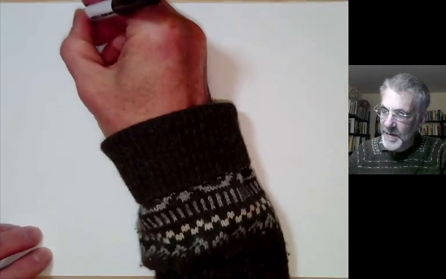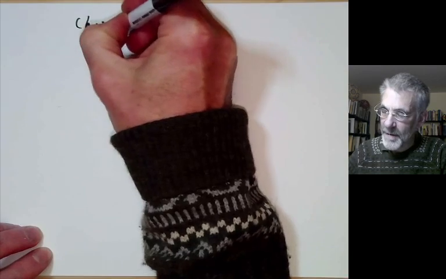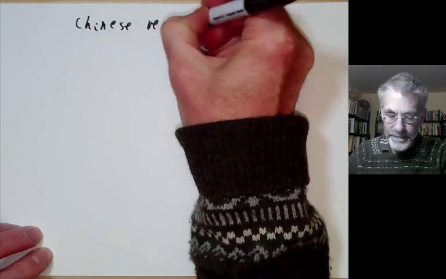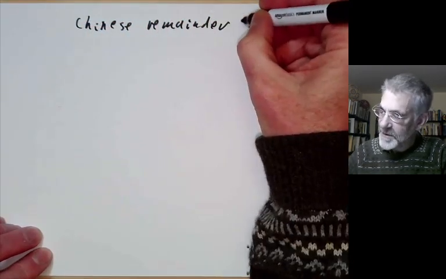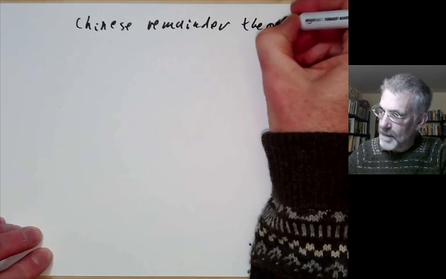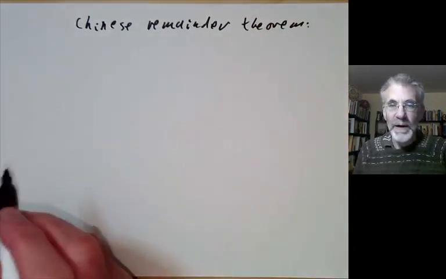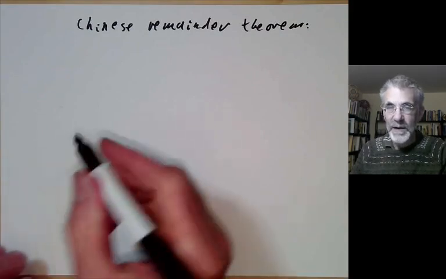This lecture is part of Berkeley Math 115, an introductory undergraduate lecture on number theory, and will be mostly about the Chinese remainder theorem. So this is about solutions of congruences. I'll just quickly review solutions of linear congruences.